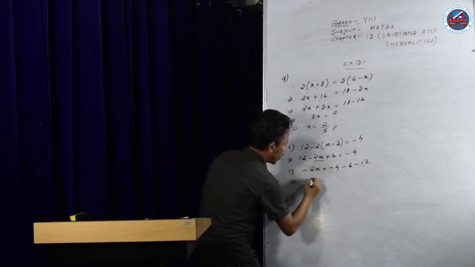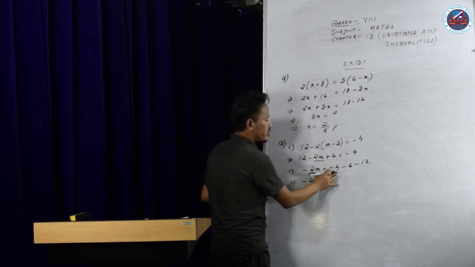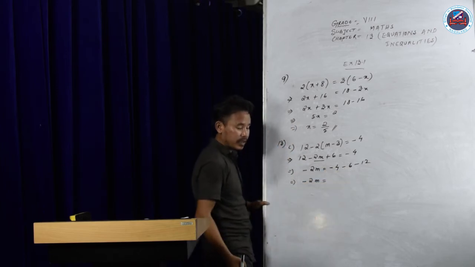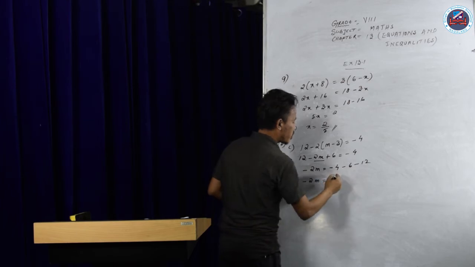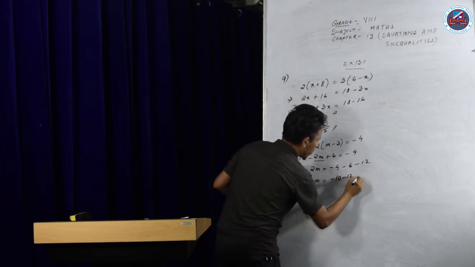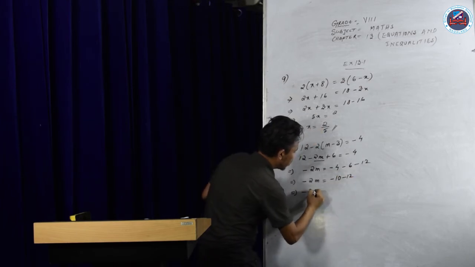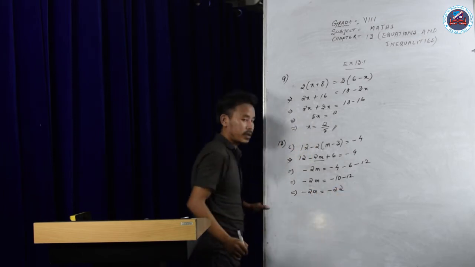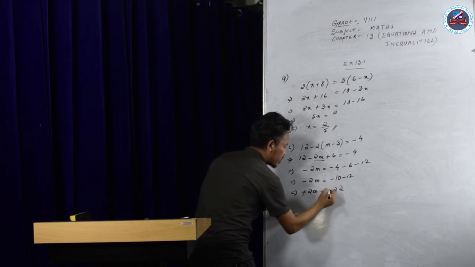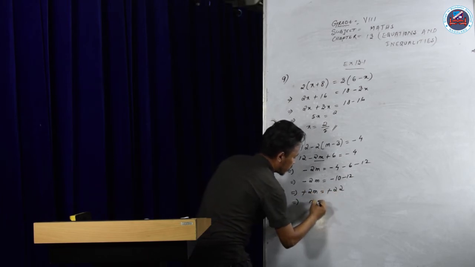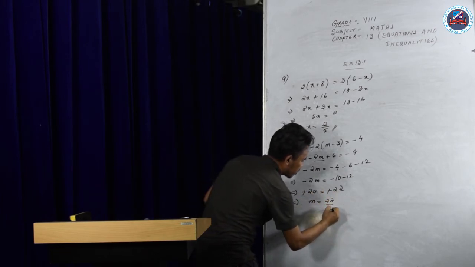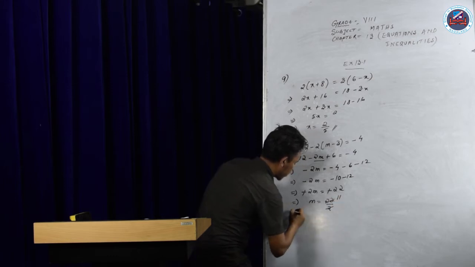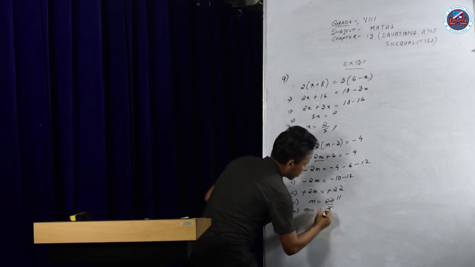Here I get minus 2m. Minus 4 minus 6 gives us minus 10. Right? Minus 4 minus 6 gives us minus 10 minus 12. Minus 2m equals to minus 22. Correct? So this minus and minus can be cancelled. m equals to 22 divided by 2. That is 11. So I get the value of m as 11.